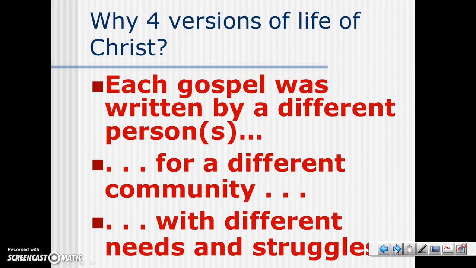The reason we have four versions of the life of Christ is because each gospel was written by a different person or people for a different community with different needs and struggles. And it shows us, rather than having one gospel, the diversity of gospels shows us that just like God is always more, there's always more we can be learning about Jesus. And just like if I asked multiple people in your life to tell me about you, each person might tell different stories, so too each gospel gives us a little bit different image of Jesus.